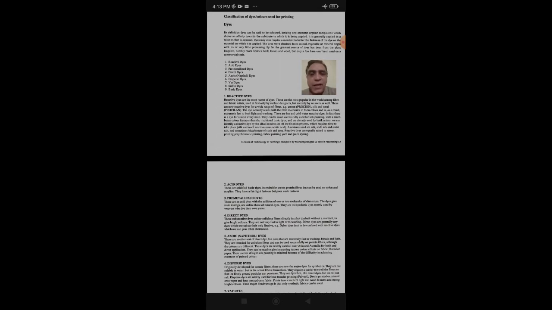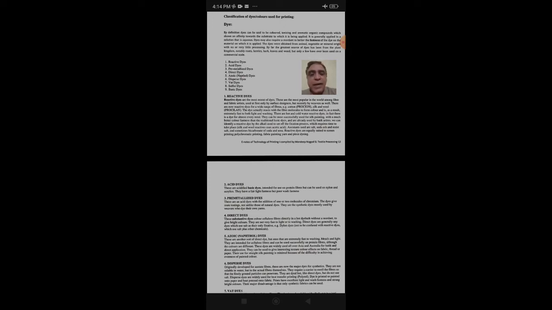Number two is the acid dyes. Why are these called acid dyes? Because these are applied in an acidic medium. That is why they are called acid dyes. In general, these dyes are used for protein fibers like woolen materials, silk materials, and nylons.